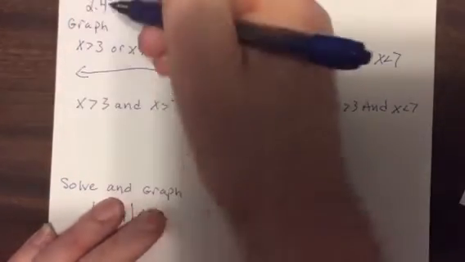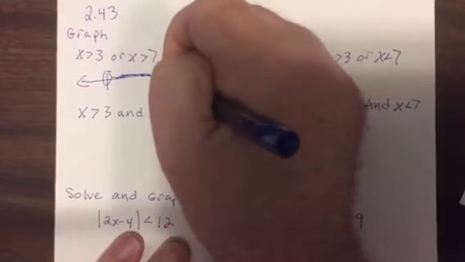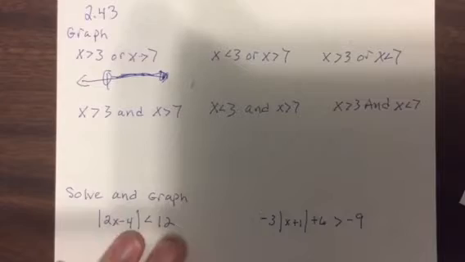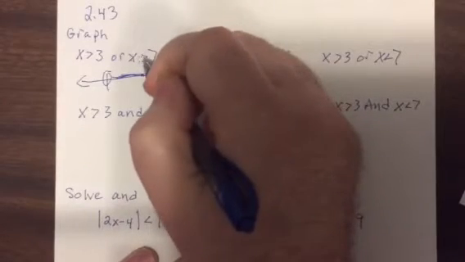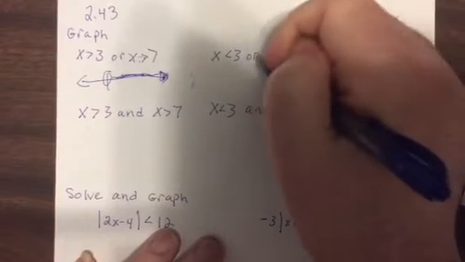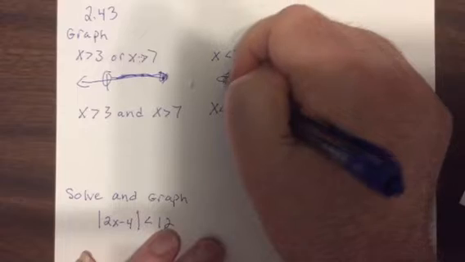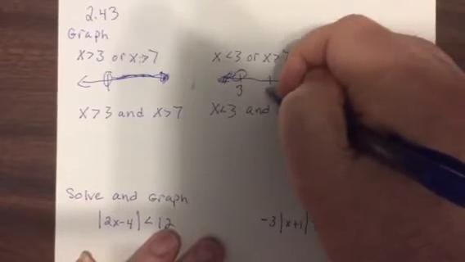Okay, so greater than 3. Well, anything greater than 7 is automatically greater than 3, so good. Here, it's or, wherever there's shading, so greater than 3.